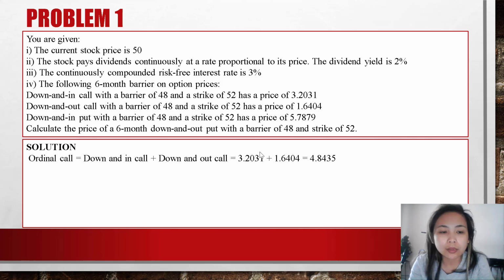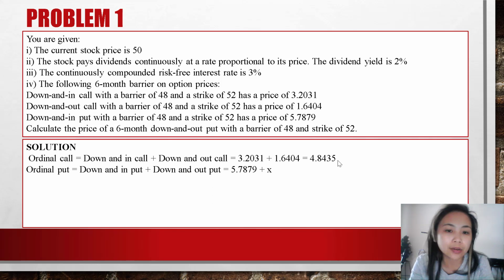Ordinary call price is equal to the down-and-in call plus down-and-out call. Similarly, if you have up-and-in and up-and-out, then the ordinary call should be up-and-in plus up-and-out. But in this situation, we are considering the downward barrier. So the ordinary call is 3.2031 plus 1.6404. This is 4.8435.